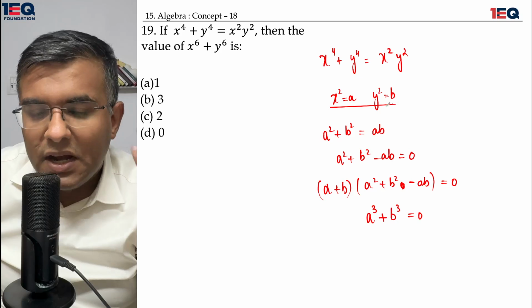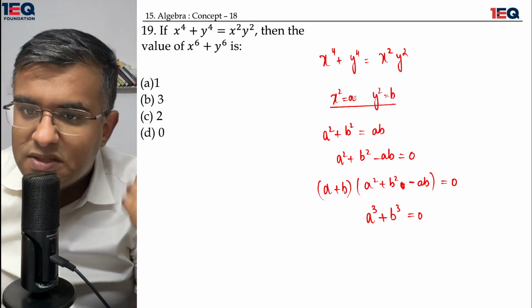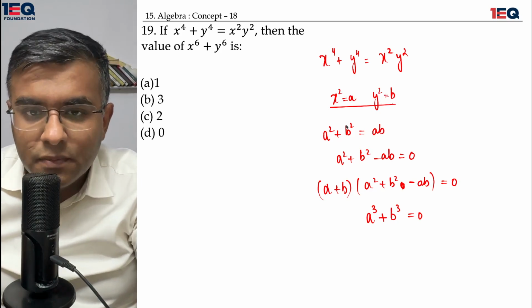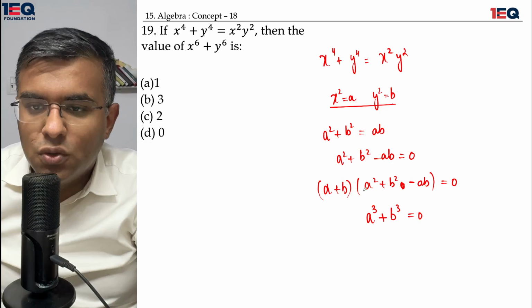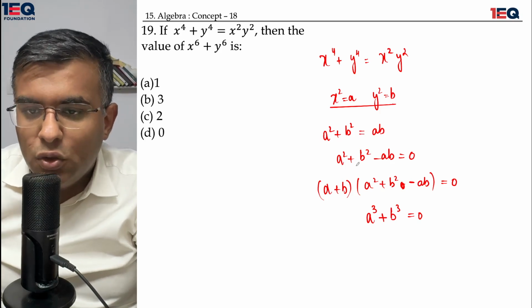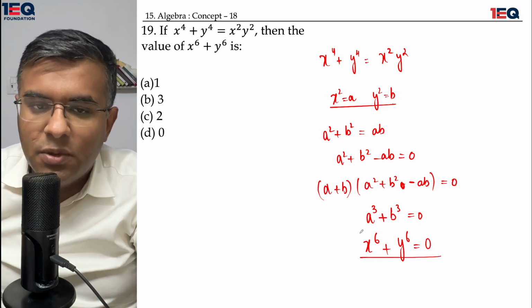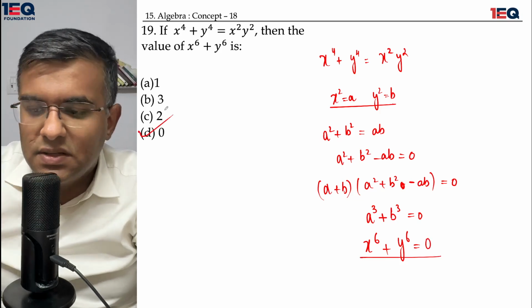But here I had already assumed that the value of x square is equal to a and the value of y square is equal to b. So the value of a cube would be x raised to the power 6, plus the value of b cube, which would be y raised to the power 6, and this entire thing would be equal to 0. So my final answer is 0.